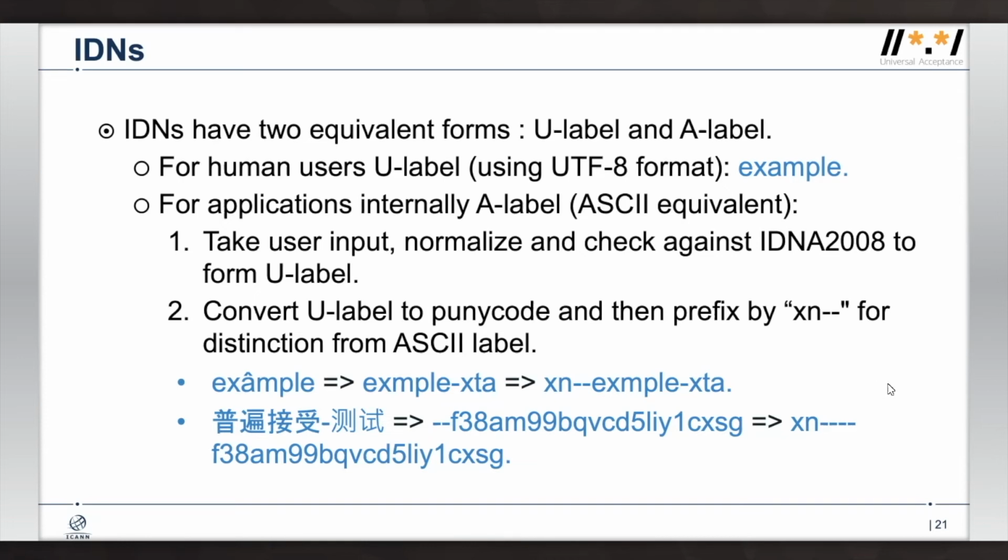When we convert it into ASCII format, of course, it is not possible to distinguish a regular ASCII string from a U-label converted to ASCII. So what the IDNA 2008 standard has done is said that IDNs will be prefixed by xn-- (xn hyphen hyphen). Anything which starts with xn-- is always interpreted as an IDN and not an ASCII string. And therefore, ASCII strings are not allowed to have xn-- at the start. So that separates these two namespaces.